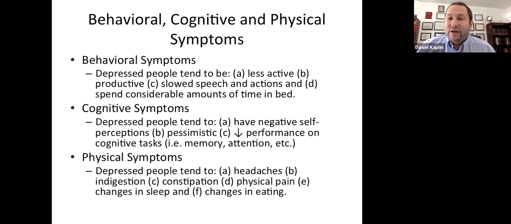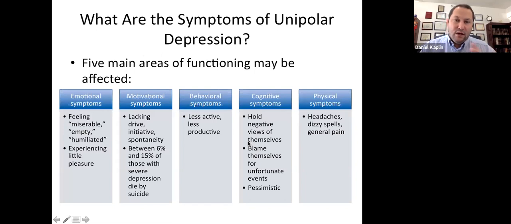Some people have an increased appetite due to depression. Some people have a decreased appetite due to depression. So you'll see considerable weight gain or weight loss as a function of depression. So I know I said a lot, but here are the 5 general categories or domains of depression: emotion, motivation, behavioral, cognitive, and physical.